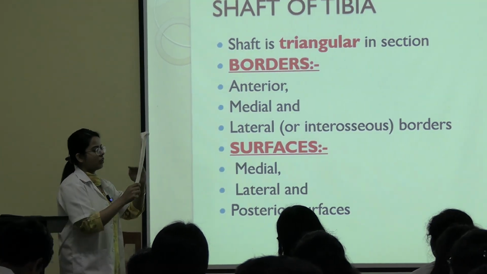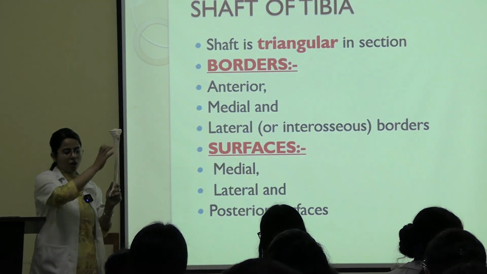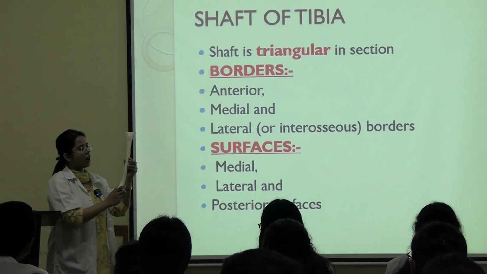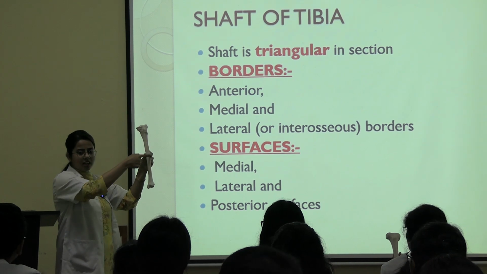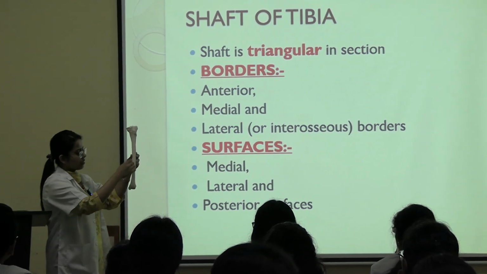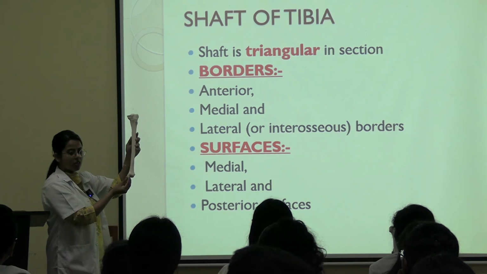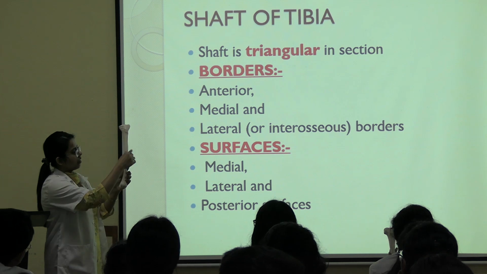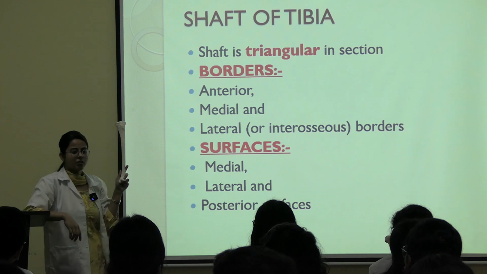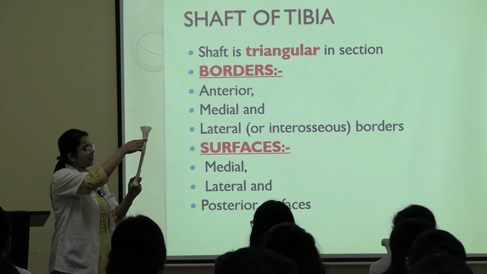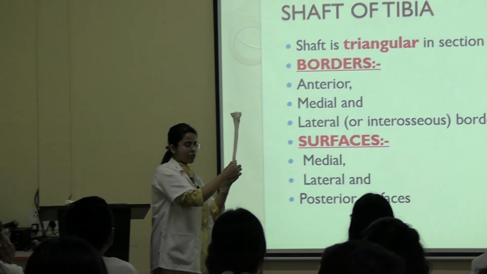So if we do a cross section of this bone, it will be triangular in cross section, okay, of the shaft. This part is shaft, okay. So now it has many borders. What are the borders? So what is this border? As I said earlier, anterior border, okay. This border will be medial border, okay. This border, lateral border or interosseous border. So what are the borders? Anterior border, medial border and lateral border or interosseous border.